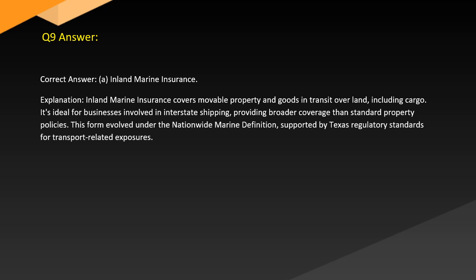Answer. Correct answer. A. Inland marine insurance. Explanation. Inland marine insurance covers movable property and goods in transit over land, including cargo. It's ideal for businesses involved in interstate shipping, providing broader coverage than standard property policies. This form evolved under the nationwide marine definition supported by Texas regulatory standards for transport-related exposures.